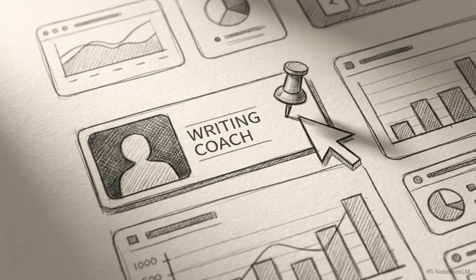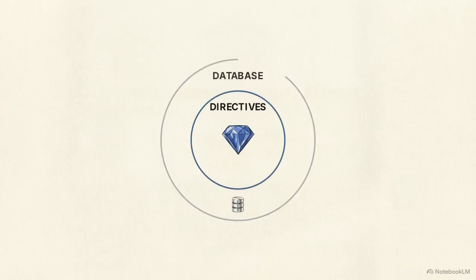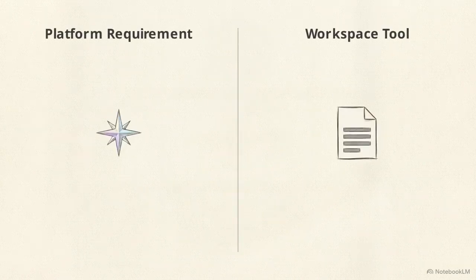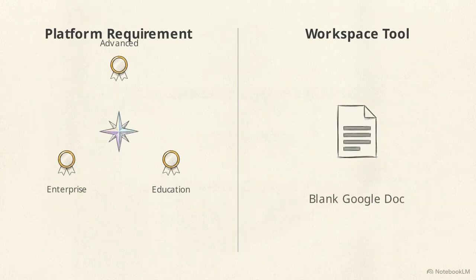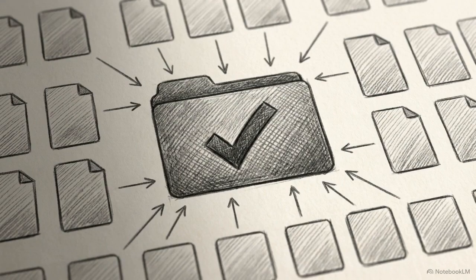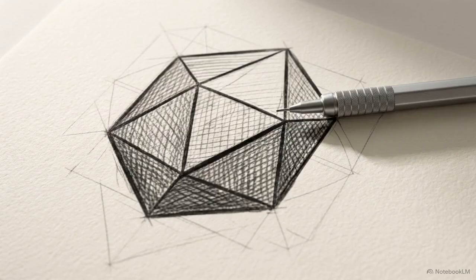You pin these specialized assistants directly to your dashboard. Once set up, they operate strictly within the boundaries, knowledge, and rules you define. To build one, you need two things: a Gemini account with advanced enterprise or education access, and a blank Google Doc. Putting a few minutes into this initial setup process means you will never have to type those repetitive background instructions again.